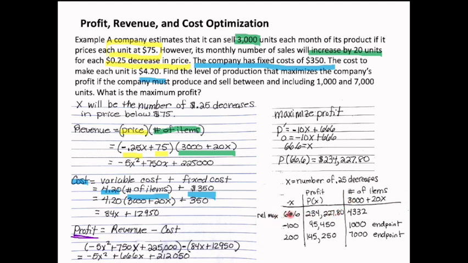So we can now label officially that this first row here represents our maximum profit. So this would be our maximum profit. This would be the number of items we need to produce to make our maximum profit. And then X would be the number of 25-cent decreases.